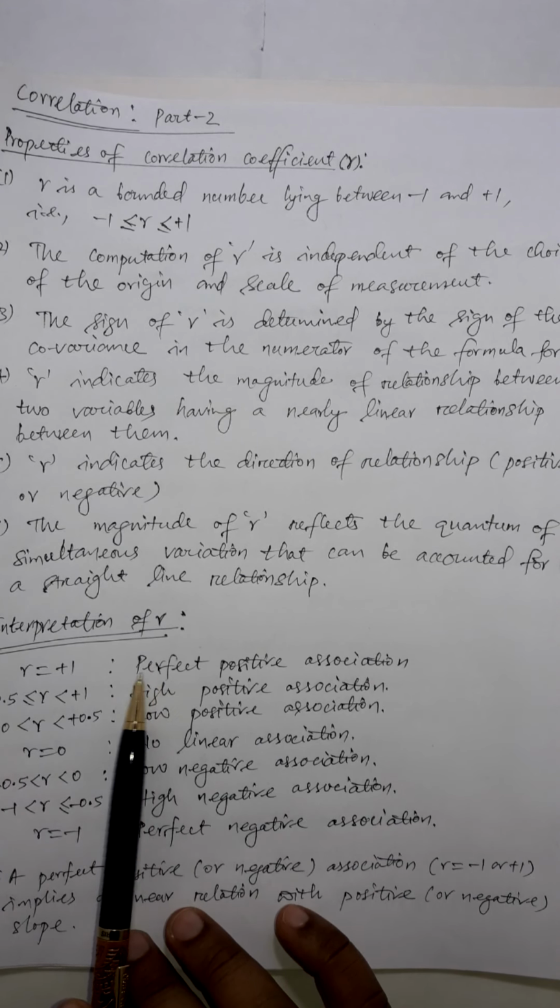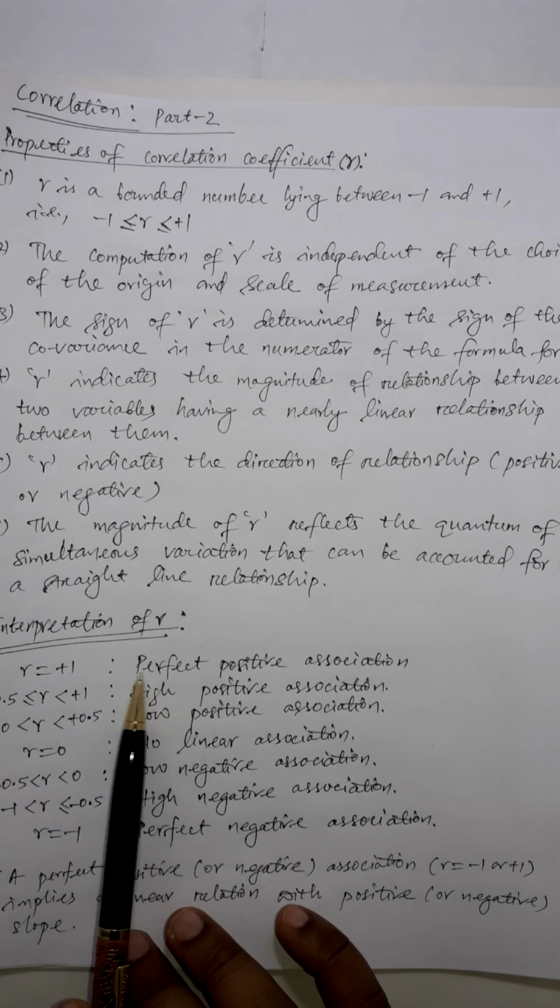Now, the lowest value, perfect negative association, and the highest value of the coefficient of correlation, that is +1, which represents perfect positive association, these two are very important associations or stages. A perfect positive or negative association, that means where the value of R is -1 or +1, implies a linear relation with positive or negative slope.